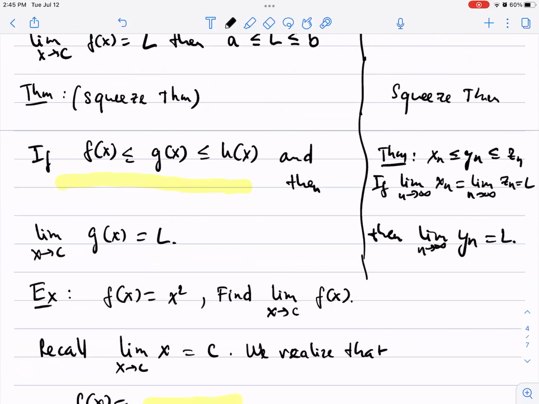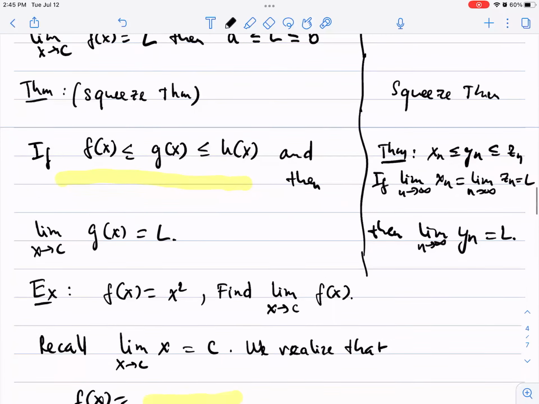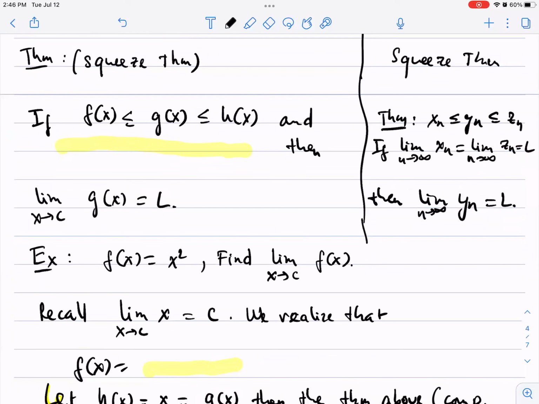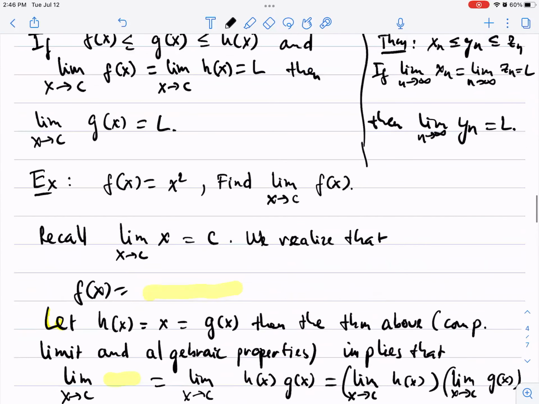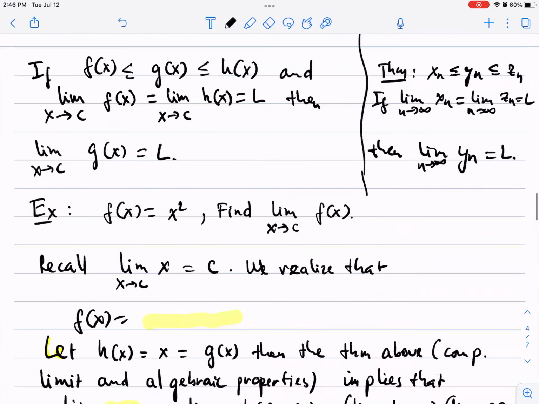We also have the squeeze theorem for functions. If f(x) is smaller than or equal to g(x) smaller than or equal to h(x), and the limit when x approaches c of the smallest function f(x) equals the limit when x approaches c of the greatest function h(x) equals some number L, then the limit of the function which is sandwiched in the middle is also equal to L.